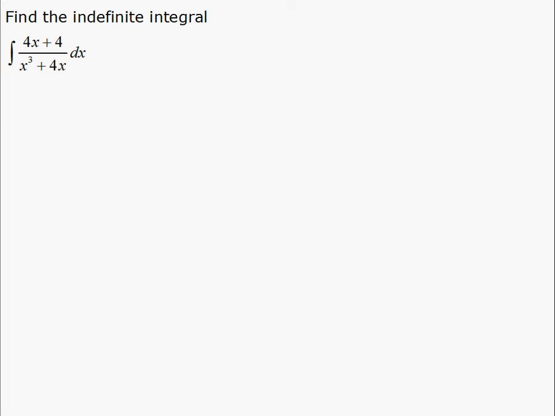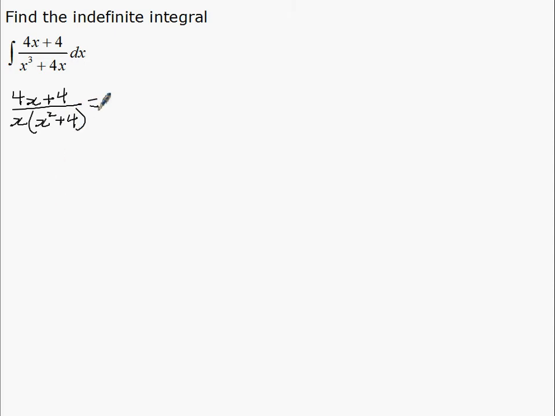The following example we're going to solve with partial fractions. Since the numerator, 4x plus 4, is a linear expression and the denominator is cubic, we can begin the decomposition directly. We'll start by factoring the denominator, and the common factor is x. x squared plus 4 can't be factored, so we leave it like that.